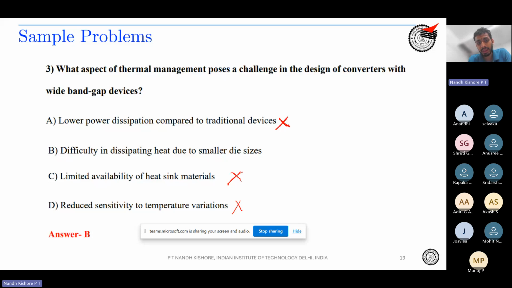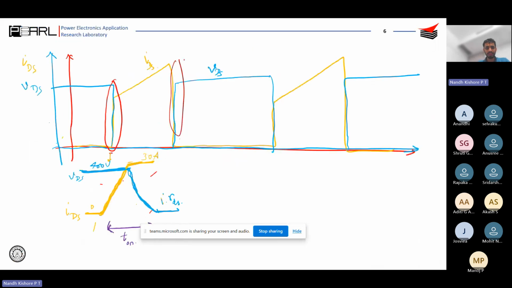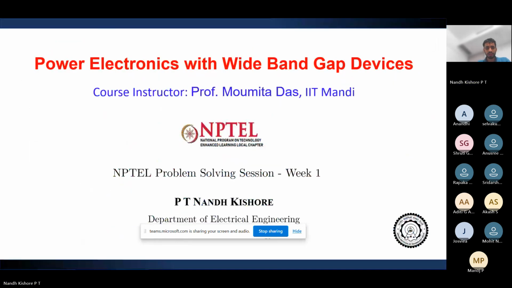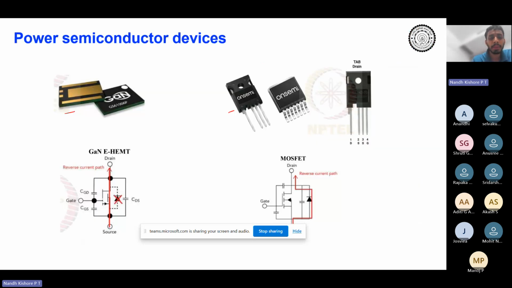So the challenge is actually in dissipating the heat due to smaller die sizes. The die size is the size of the device itself. For instance, in the starting, we just saw some photos of SiC and gallium nitride. If you compare this size and this size, in a photo you may not be able to judge it. But over here, this may be 5 mm, and this is 3 mm.